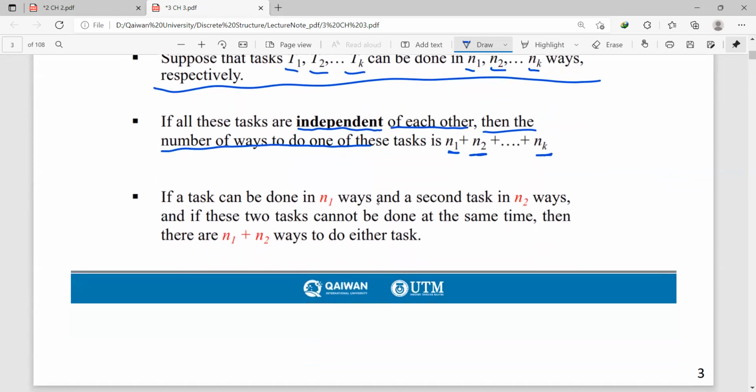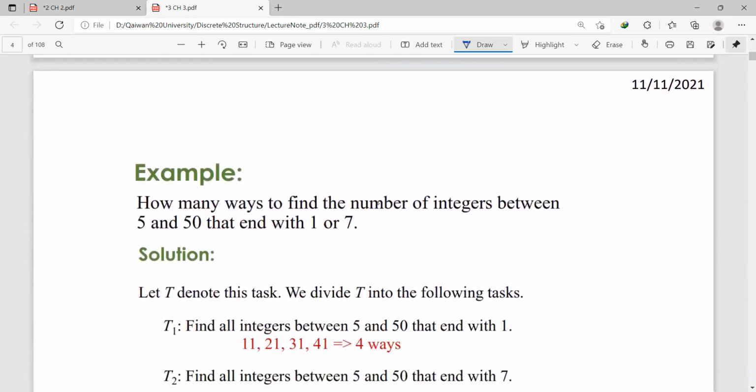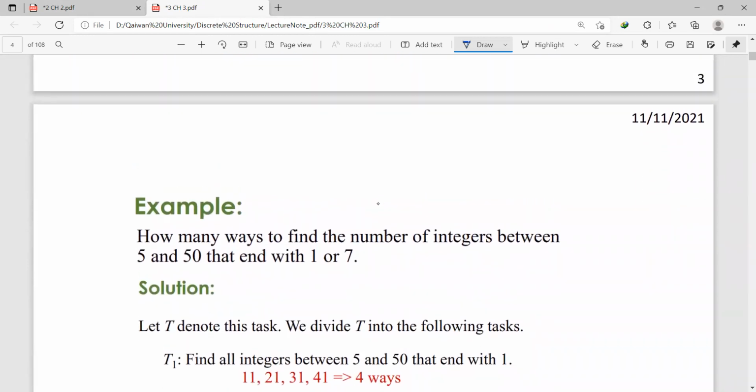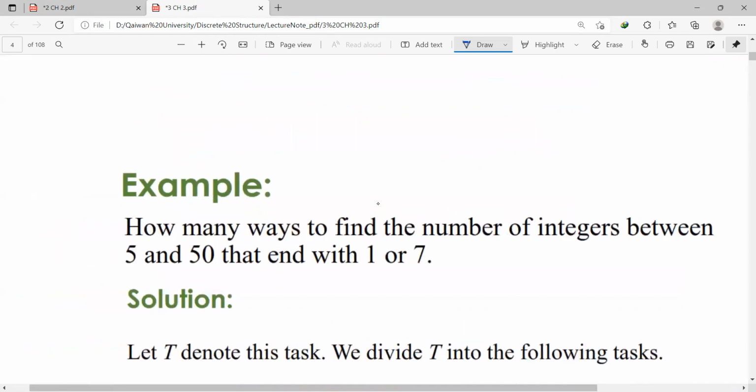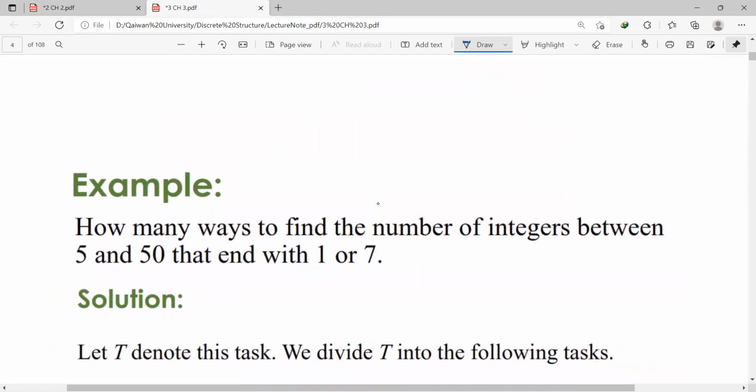We say if a task can be done in N1 ways and the second task in N2 ways, and if these 2 tasks cannot be done at the same time, then there are N1 plus N2 ways to do either task. In solving the problems, it will be much clearer. We have an example. In solving examples, it is easier to understand.